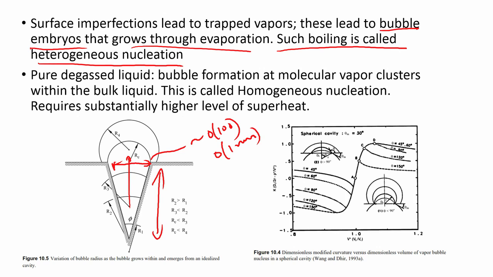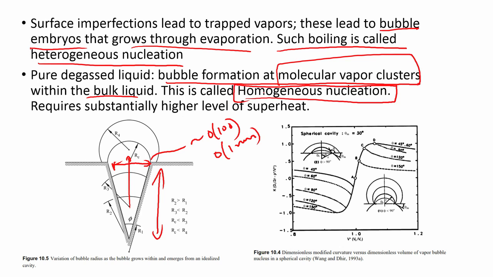Now, in the last lecture, if you recall, we saw that the droplets undergo this kind of diffusional entrapment induced boiling, that is called homogeneous nucleation. In homogeneous nucleation, say you are dealing with a pure degassed liquid. Bubble formation in those cases happens at the molecular vapor clusters within the bulk liquid. This is called homogeneous nucleation. That means there is no surface involved, but this requires a substantially higher level of superheat, which we already said over here, that the degree of superheat can be almost as high as the critical temperature. So, the degree of superheat is very important in those cases.